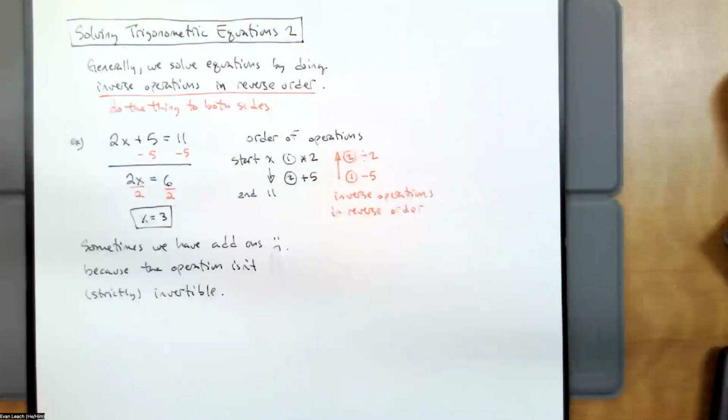Sometimes we have to do something else. There's something else we have to remember because our operation isn't strictly invertible. We have ways to invert it, but it's not technically invertible. And we want to be technically correct, which is, of course, the best kind of correct.